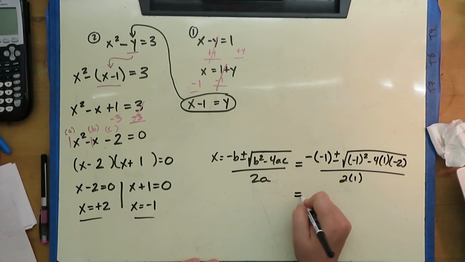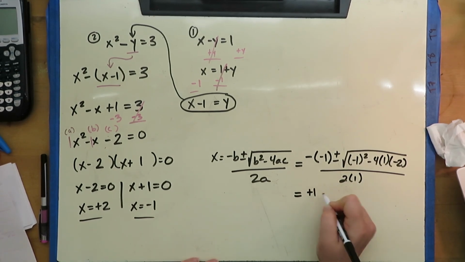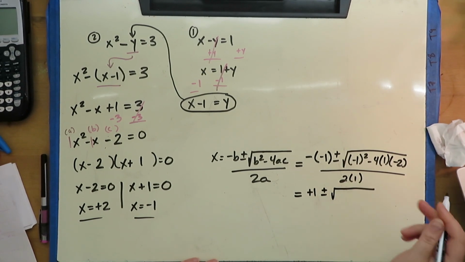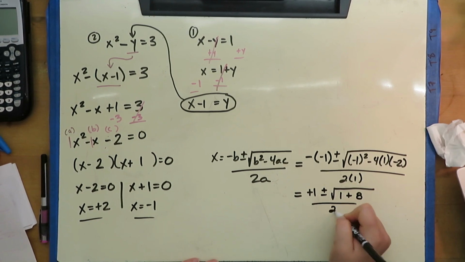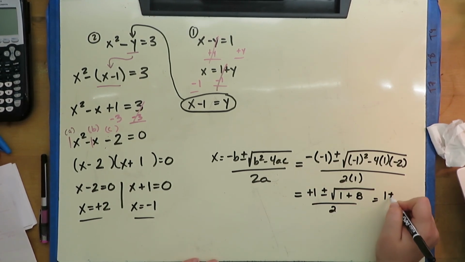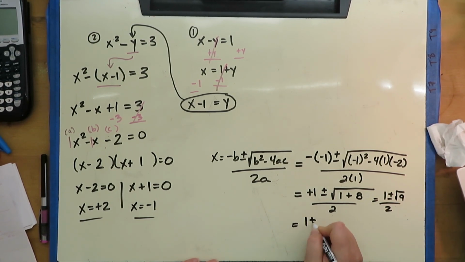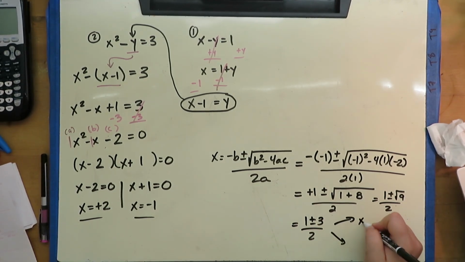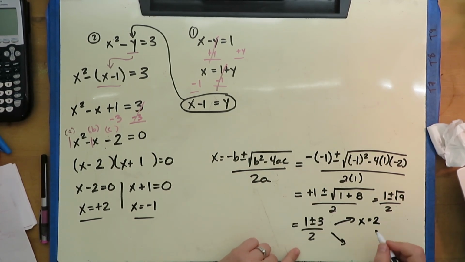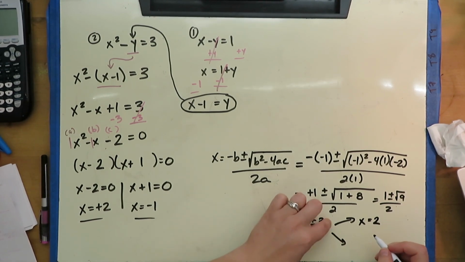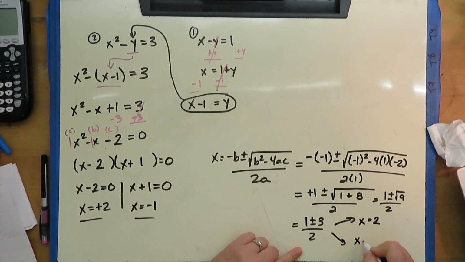When I go through to solve, I'm going to get a positive 1 plus or minus the square root of 1 plus 8, all over 2. So that's going to be 1 plus or minus the square root of 9. So that's going to be 1 plus or minus 3 over 2. So that's going to give me 2 solutions. I'm going to have a solution where x is equal to 1 plus 3, which is 4, divided by 2. And then I'm going to have a solution where I have 1 minus 3, which is negative 2, divided by 2. So it's going to be x equals negative 1. So I arrive at the same 2 solutions.